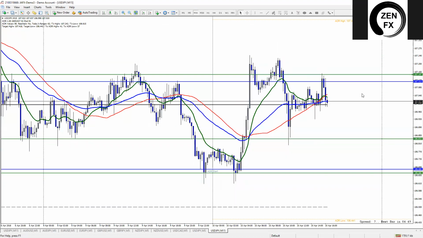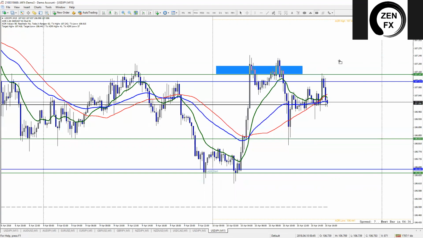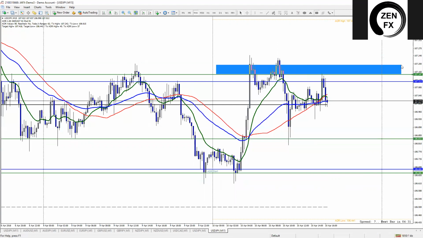So we have our major levels. Now we're going to set our supply and demand zones. Because we have this false breakout here, we want our supply zone, which is going to be above price, to be about the median, about the average of that breakout. From resistance to highest wick is about 9 pips.